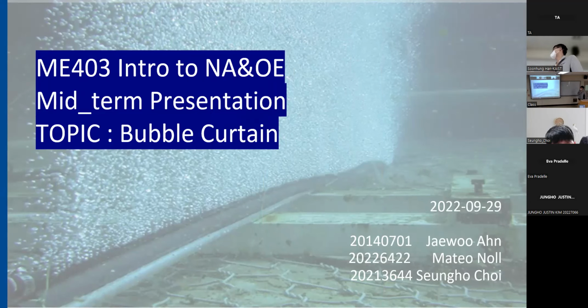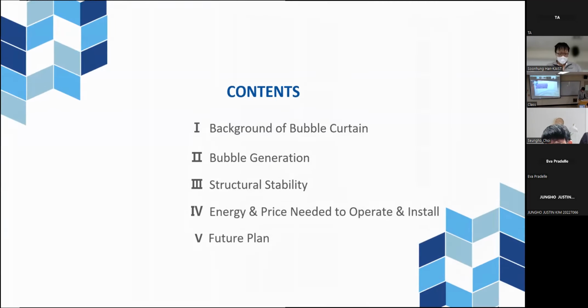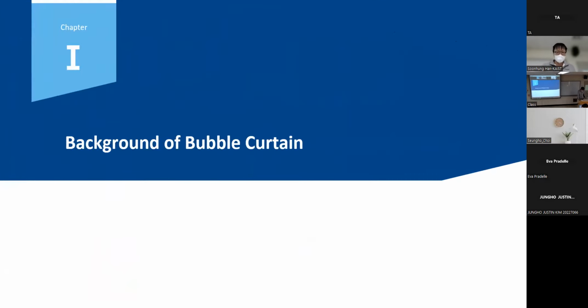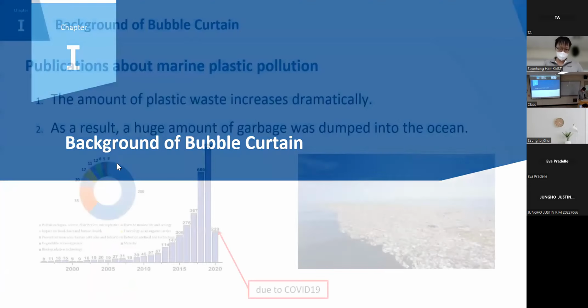Our topic is the power of the bubble curtain. The first part is the background of the power question. It is the beginning of the first visitation, and the fourth and last is myself. The background of the power question.